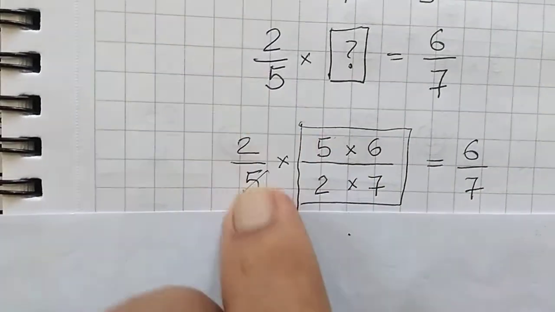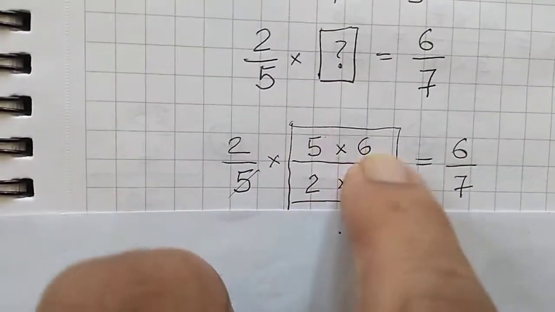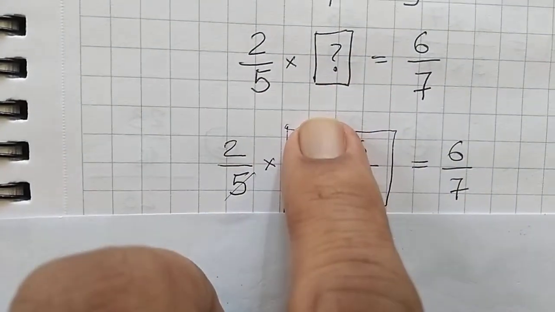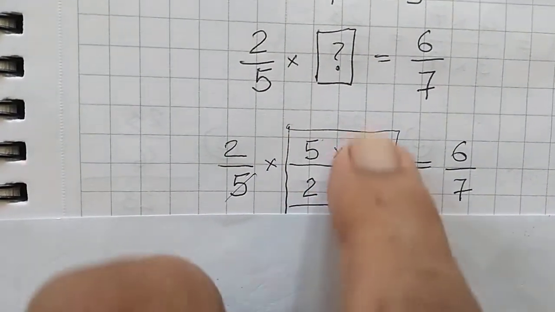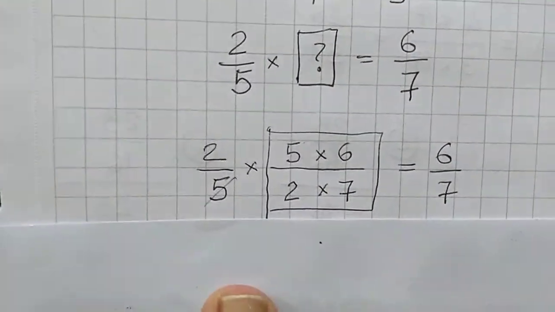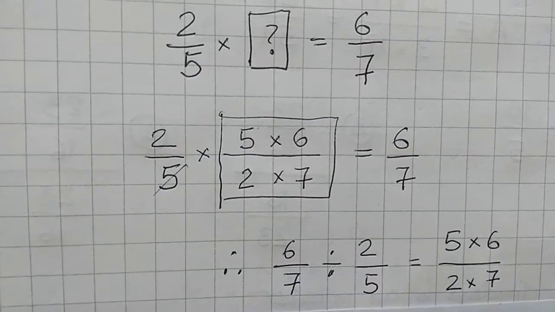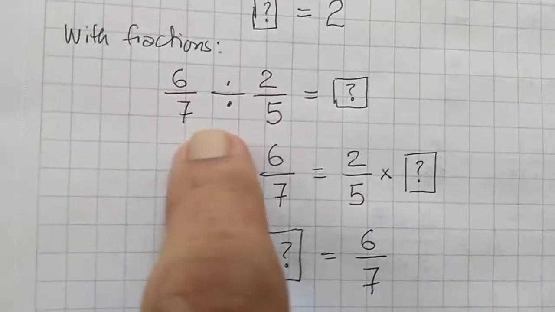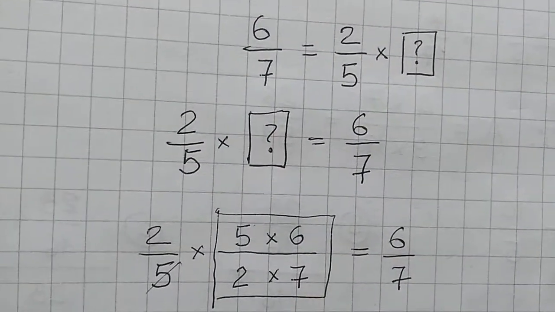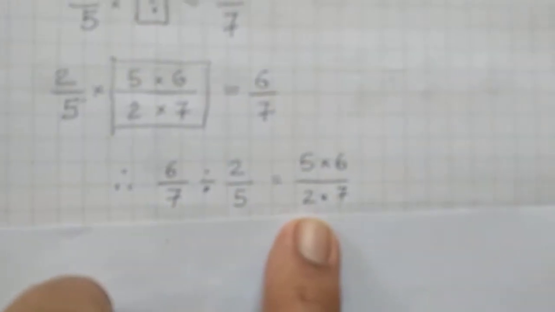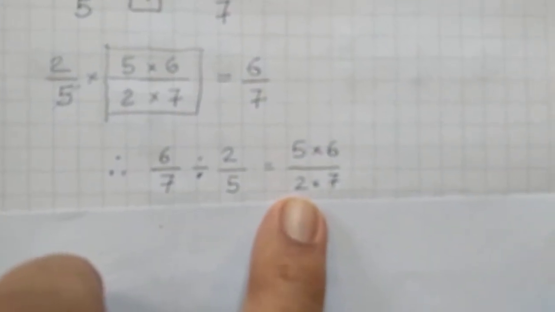Okay, because if I multiply this with this whole question box, I will get 6 over 7. Very simply, 2 over 5 will get cancelled out by 5 over 2, and into 6 over 7 will give us 6 over 7. So my question box is therefore, that means my 6 over 7 divided by 2 over 5, this is my question box, is equal to 5 into 6 divided by 2 into 7.